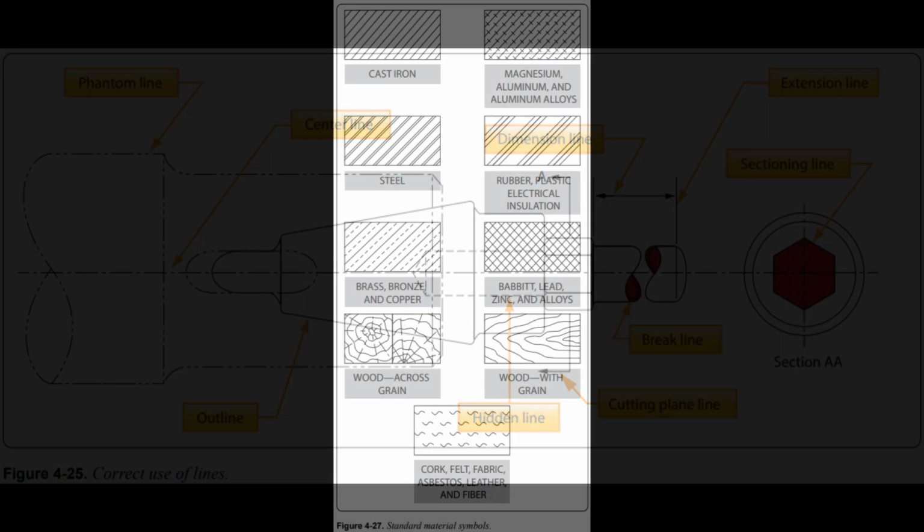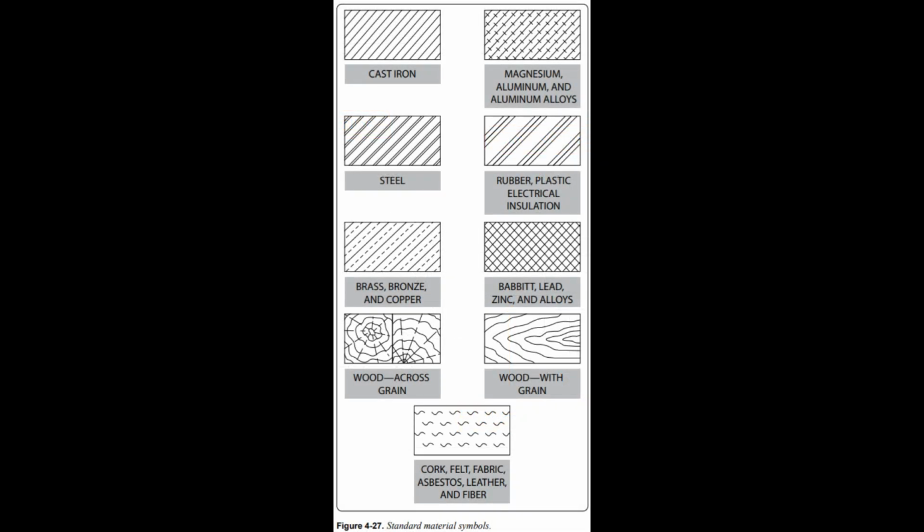Material symbols. Section line symbols show the kind of material from which the part is to be constructed. The material may not be indicated symbolically if its exact specification is shown elsewhere on the drawing. In this case, the more easily drawn symbol for cast iron is used for the sectioning, and the material specification is listed in the bill of materials or indicated in a note. Figure 4.27 illustrates a few standard material symbols.